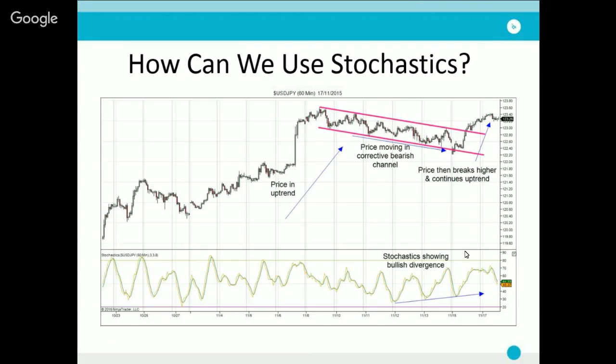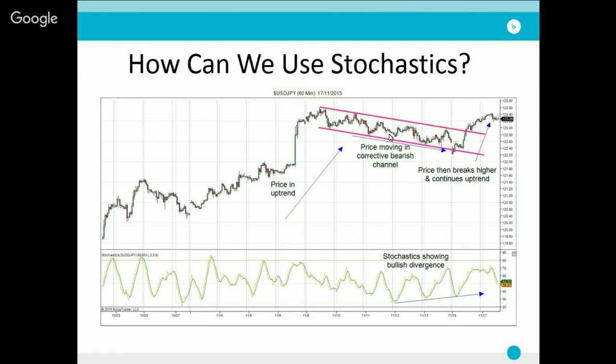So in this chart here, we have a great example of what I'm talking about. You can see that price is moving in a nice uptrend. We're making a series of higher highs and higher lows, and we're pushing higher. And then at this point here, we start to top out and correct lower, and we start to trade in a bearish channel, which, for those of you familiar with chart patterns, we call a bull flag, where we see a bearish channel forming during a correction in an uptrend.